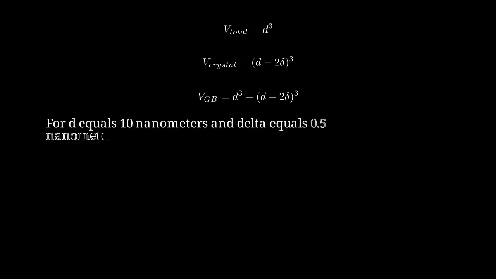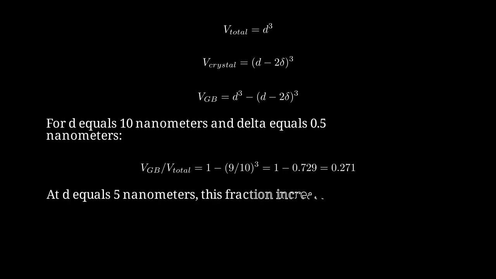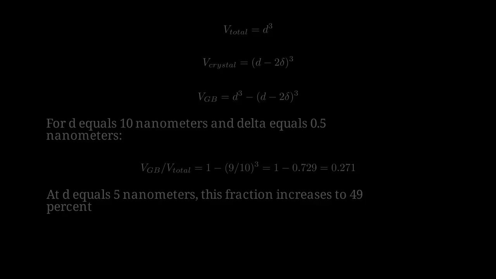Let's calculate for a 10 nanometer grain with 0.5 nanometer boundaries. The grain boundary fraction is 1 minus (9/10) cubed, which equals 0.271 or about 27%. At just 5 nanometers, the grain boundary fraction jumps to 49%. Nearly half the material is boundary.